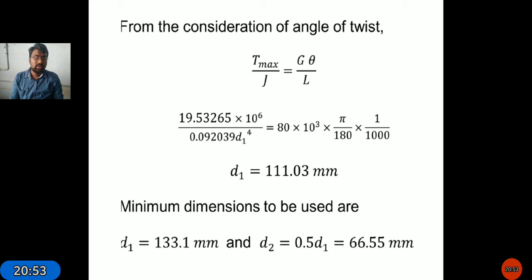So d2 is equal to 66.5. In the next class, we will discuss some more problems.